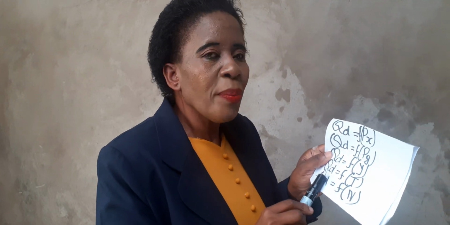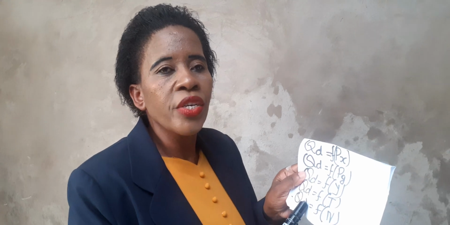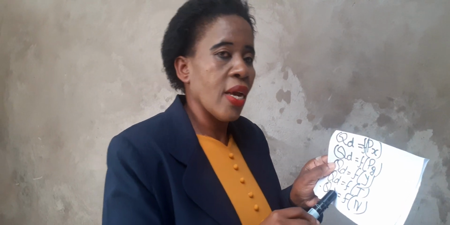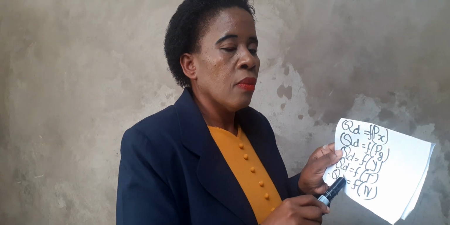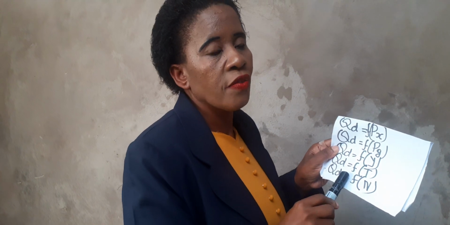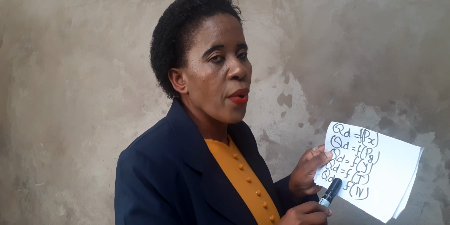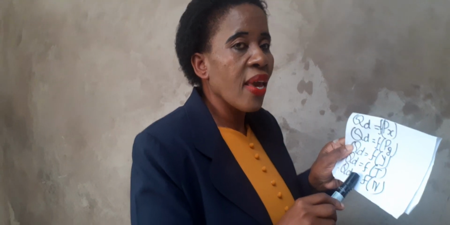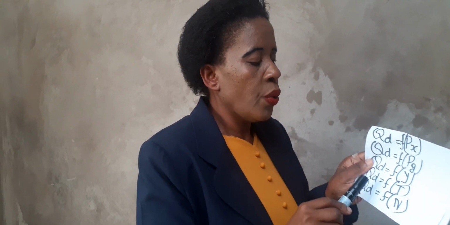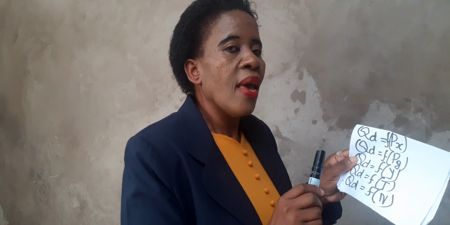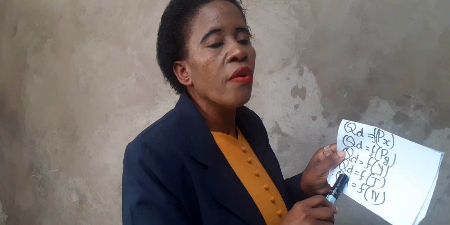Now, what do I mean when I say demand curve will shift to the left and demand curve will shift to the right? Demand curve shifting to the right shows an upward shift, whilst demand curve shifting to the left means a downward shift of the demand curve.